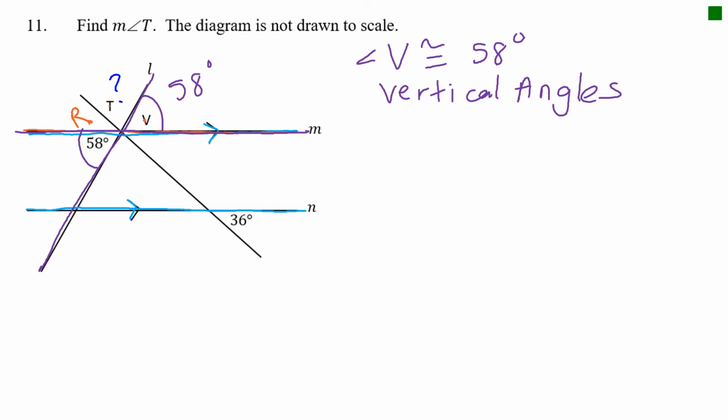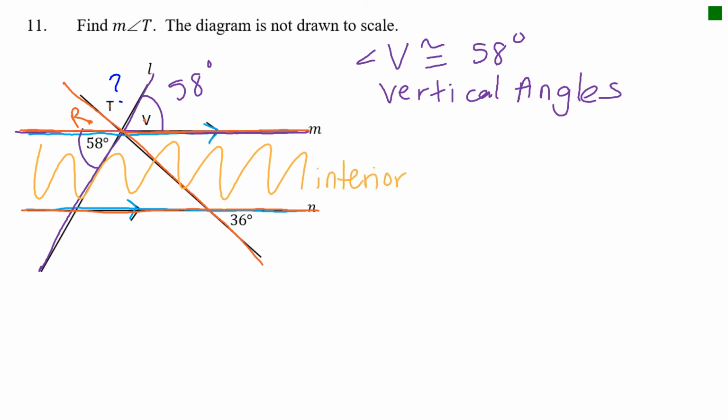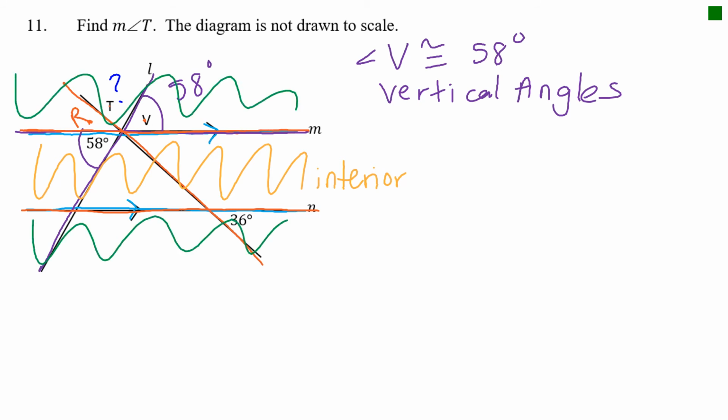Next thing we're going to take a look at here. We have this line right here, and then we have this line right here. And we're also going to be looking at this line right here. This area in the middle would be known as our interior, which means the area on the top and on the bottom would be known as exterior.